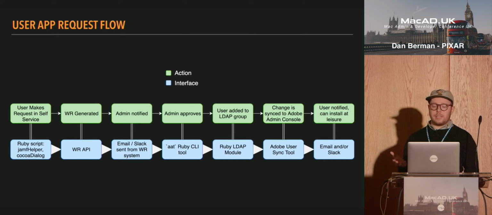And so then they can see the request. They then use the AAT, which is a Ruby CLI tool, to approve the request. That talks to our Ruby LDAP module, then adds them to the LDAP group, which then triggers the user sync tool to add them to the admin console for that app. And then it notifies the user via email or Slack.